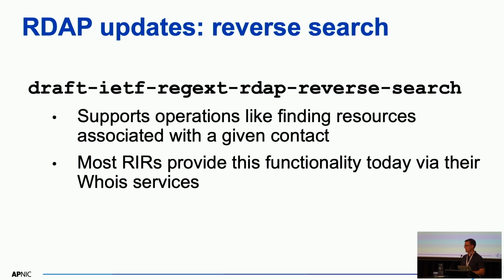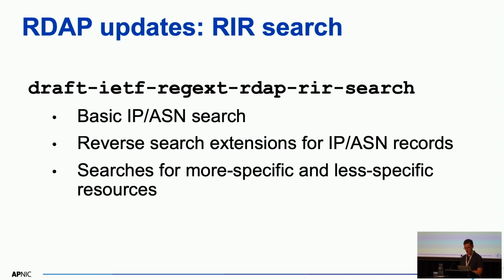Also in the RDAP space, we have the reverse search document, again through IETF, and this is about providing operations like finding resources associated with a given contact. Each of the RIRs provides something like this today via Whois, and we want people to be able to transition from Whois to RDAP if they want to. So we're looking at providing that functionality in RDAP as well.